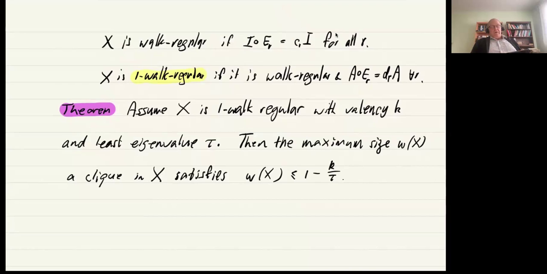Now, I want to come up with a generalization. I'm going to say a graph is one walk regular if it's walk regular above. Walk regularity is a condition between a vertex and itself. Now I want a condition on vertices and neighbors. What this is saying is if I take the Schur product of A with E sub R, then I just get a scalar times A. Again, we can work out what this scalar is with more effort, but the idempotent looks like a scalar times the identity plus another scalar times A, and then the rest of the entries are filled out in some fashion that we're not saying anything about.